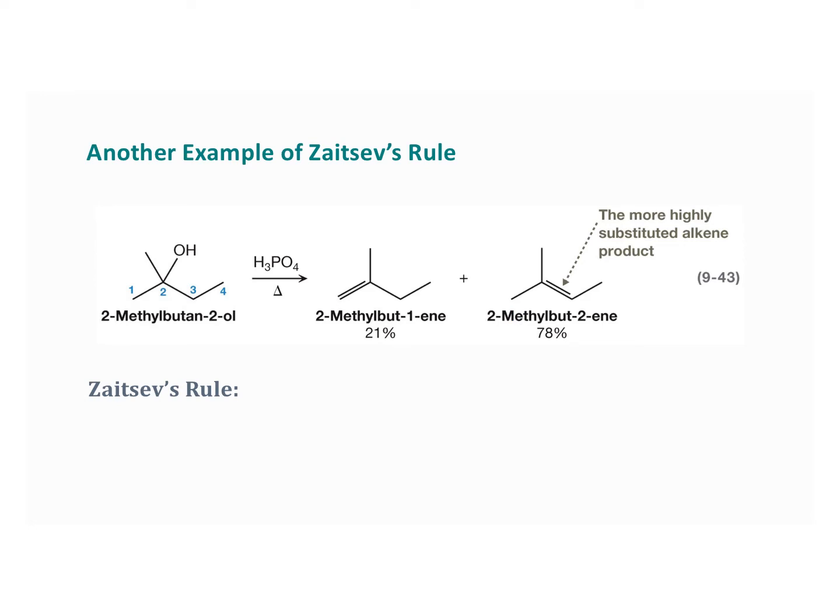Before this was really understood, Alexander M. Zaitsev, who was a Russian chemist who lived from 1841 to 1910, observed this regioselectivity, and he summarized it as follows. The major elimination product is the one produced by deprotonating the carbon atom initially attached to the fewest hydrogen atoms. So let me write that for you.